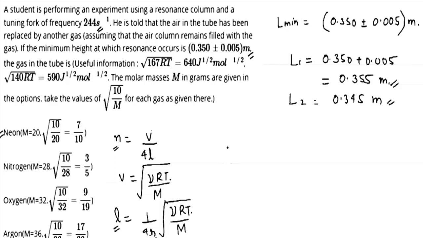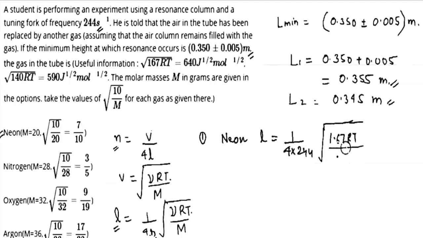So let's first try to find out for neon. So for neon, we can substitute all the values. So the minimum length required for neon will be simply equal to 1 upon 4 into 244. Now neon is simply a monoatomic gas since it is an inert gas, so the gamma for it will be 1.67. We will now put the value of RT divided by M. Here the molar mass is in grams, so we need to convert that into kilograms by dividing by 1000, so that will go upwards, right?